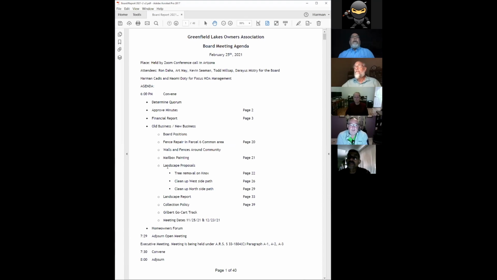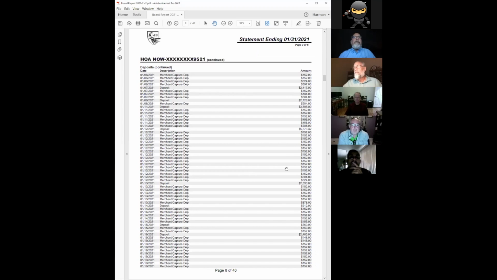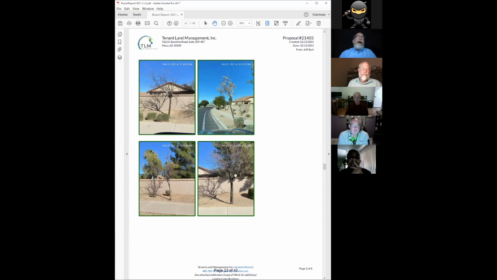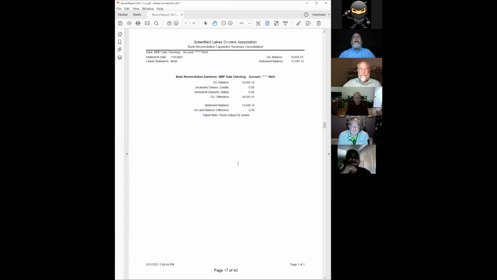Okay, we have some landscaping proposals, three of them, and this is in the general view of cleanup. The trees on the east end of Knox, there's a lot of dead plants, quite a few dead trees. This is the proposal, and these are some pictures of those trees. I don't know why they died, but maybe irrigation issues for many years, but they're pretty bad off and they are dead. So that's $1,215 for this proposal. I'll summarize the others and then you can decide what you want to do.